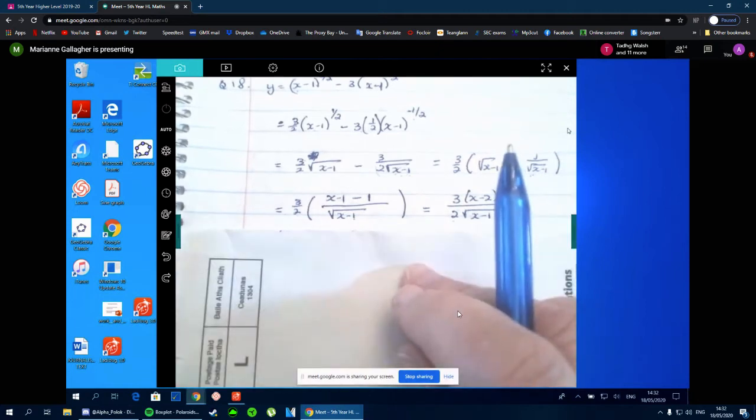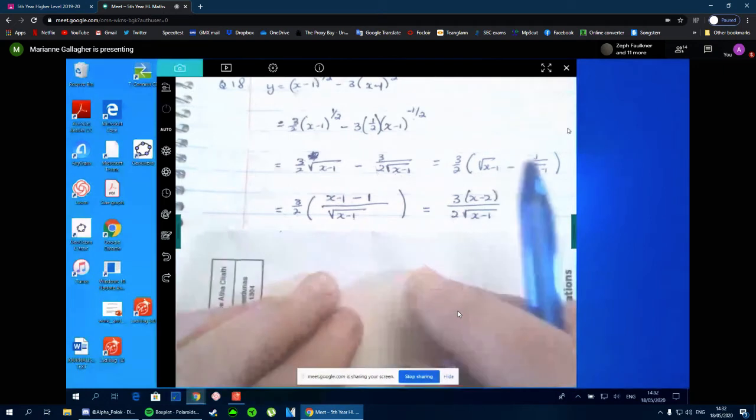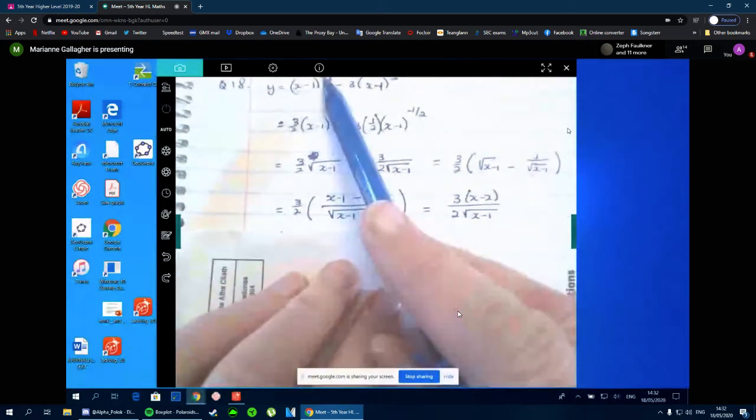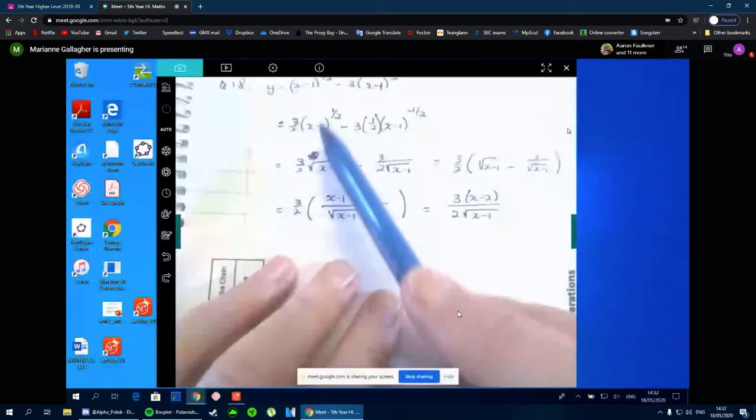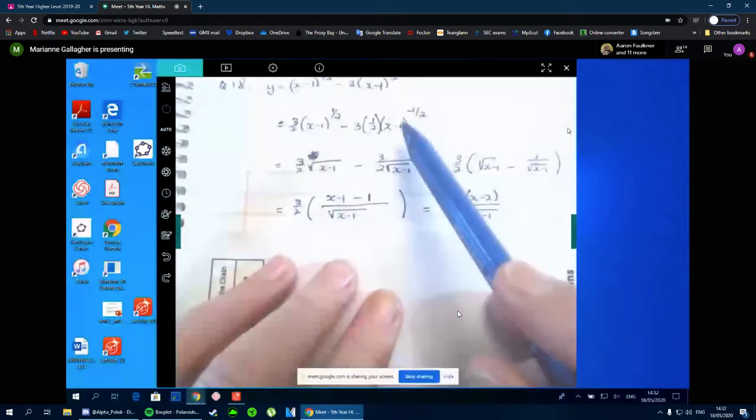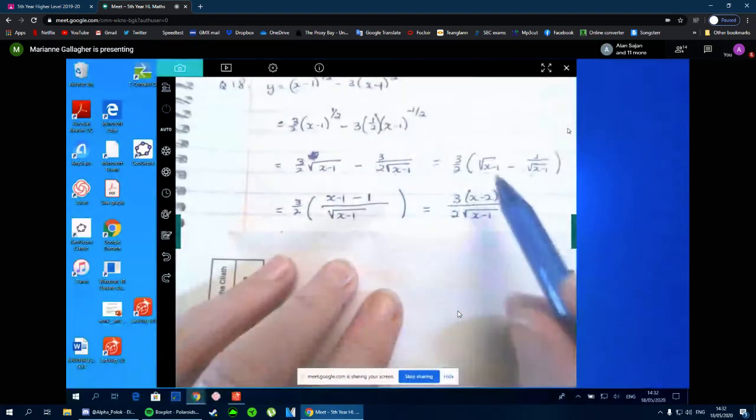So algebra comes in a lot here, and as do your rules of indices. So you have to get very familiar with swapping between the halves and the roots and back again, and the minuses and the pluses and back again. And you also need to be strong on adding and subtracting fractions.